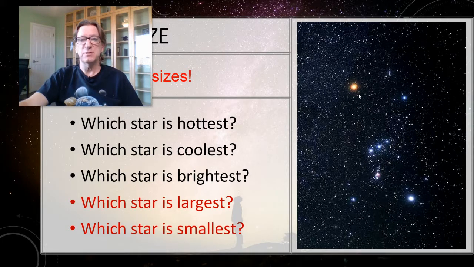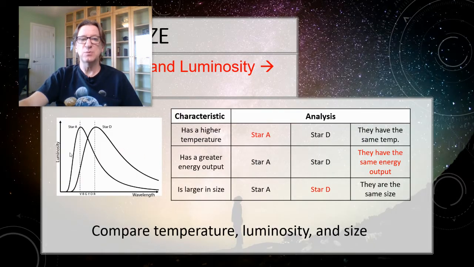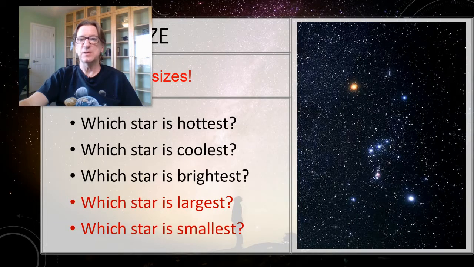Well, they're very close to being the same brightness. Do you see that? So this is the same situation that we had here. Star A is hotter because it's bluer. Star D is cooler because it's redder. However, they're the same brightness. So which star must be larger? Which must be smallest?